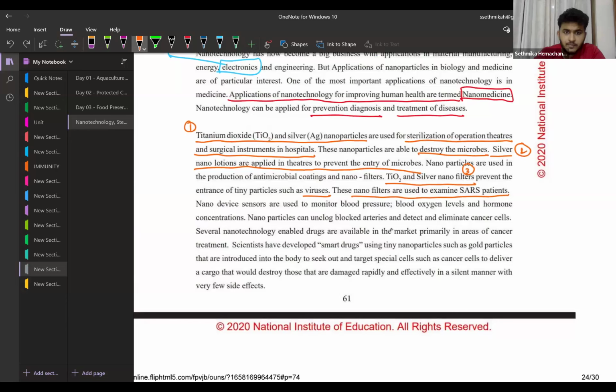Then, nano device sensors are used to monitor blood pressure, blood oxygen levels, and hormone concentration. So basically, make a note, it's also related to nanofilters. So that comes under the third one. And this is the fifth one, right? This is the fifth one. So, anyway, fourth one, sorry.